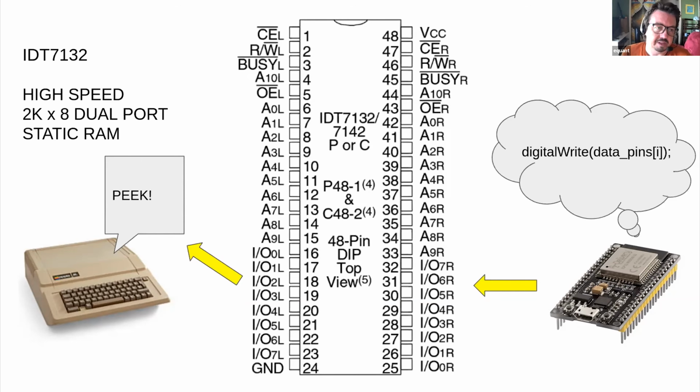So this has 2K of RAM, but you can't use all of that in this situation because if you use the IO select line, you have access to 256 bytes. So that's what you've got. Basically, you have 256 bytes of memory to send messages back and forth between these things.